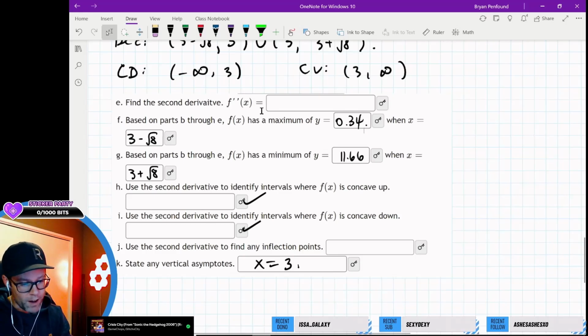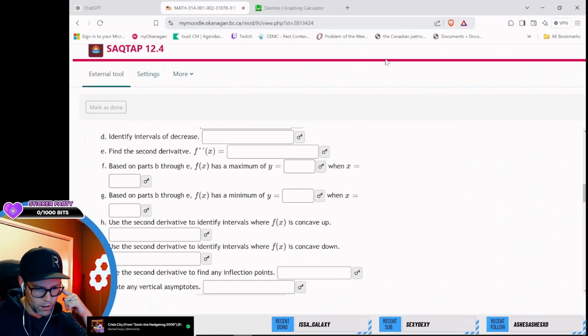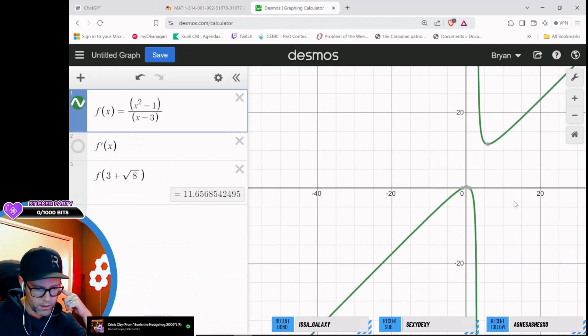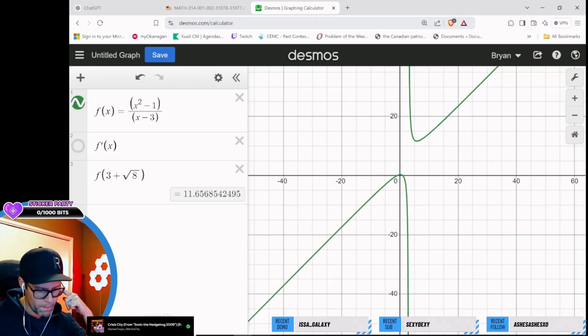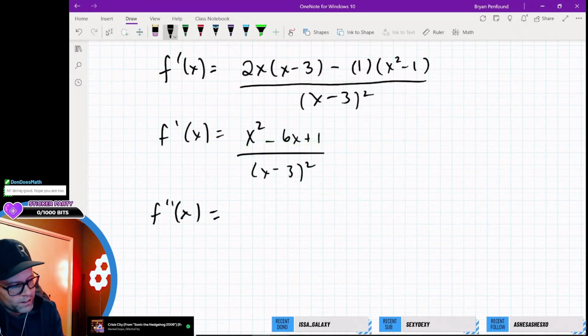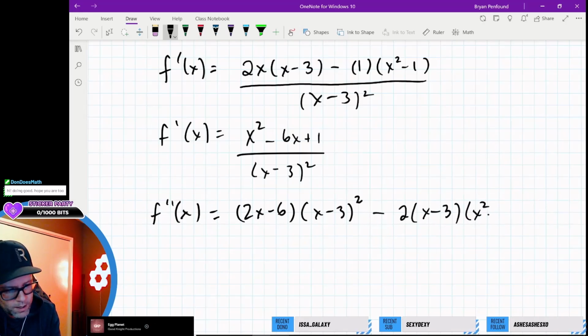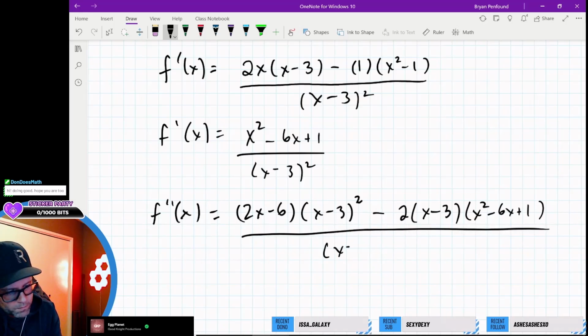Now, let's go ahead and find the second derivative just to verify that we don't have any inflection points. It doesn't look like we do on the graph, but let's just check anyway. So the derivative of the top, 2x minus 6, times the bottom, minus the derivative of the bottom, which is 1, times the top, all over the bottom squared.